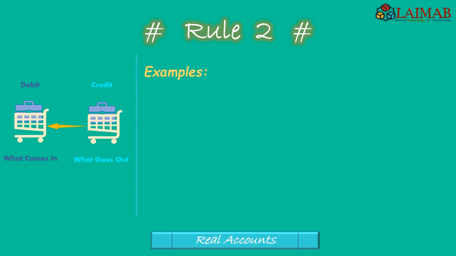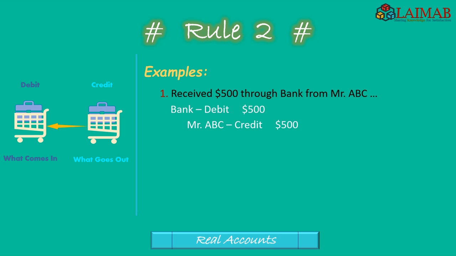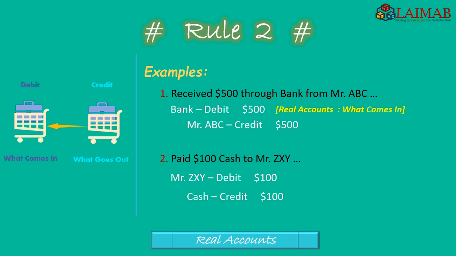For example, 1. Received $500 through bank from Mr. ABC. Bank debit $500 by Mr. ABC credit $500. This is the real account, what comes in? 2. Paid $100 cash to Mr. ZXY. Mr. ZXY debit $100 by cash credit $100. This is the real account, what goes out?